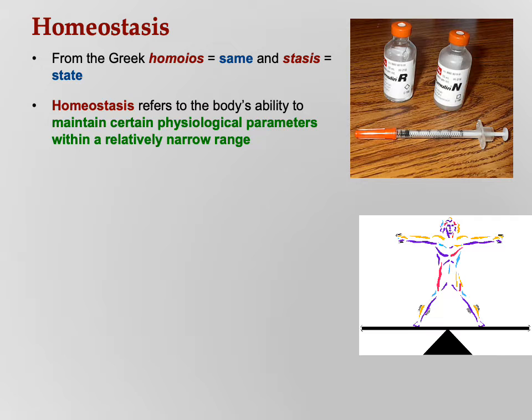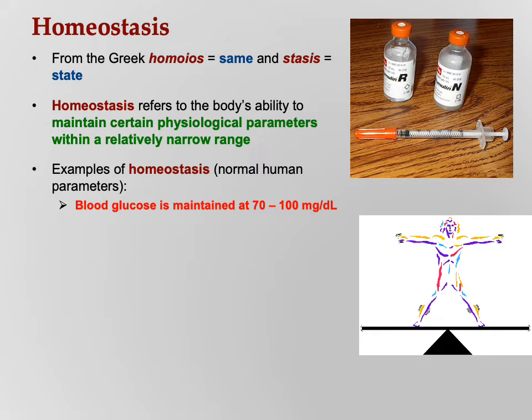Homeostasis refers to the body's ability to maintain certain physiological parameters within a relatively narrow range. Think about that. Say that again. Refers to the body's ability to maintain certain physiological parameters, values, within a relatively narrow range. If you go too high or too low, you are out of that range and you are out of homeostasis.